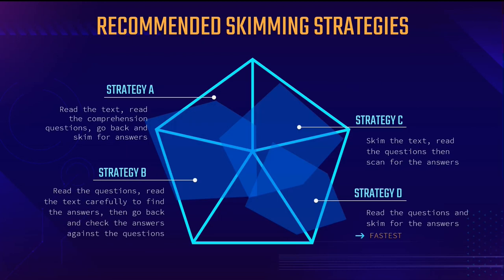These are the recommended skimming strategies. Strategy A. Read the test, read the comprehension questions, go back and skim for answers. This is the most detailed way. Strategy B. Read the questions, read the test carefully to find the answers, then go back and check the answers against questions. Strategy C. Skim the test, read the questions, then scan for the answers. Strategy D. Read the questions and skim for the answers. This is the fastest way of skimming.